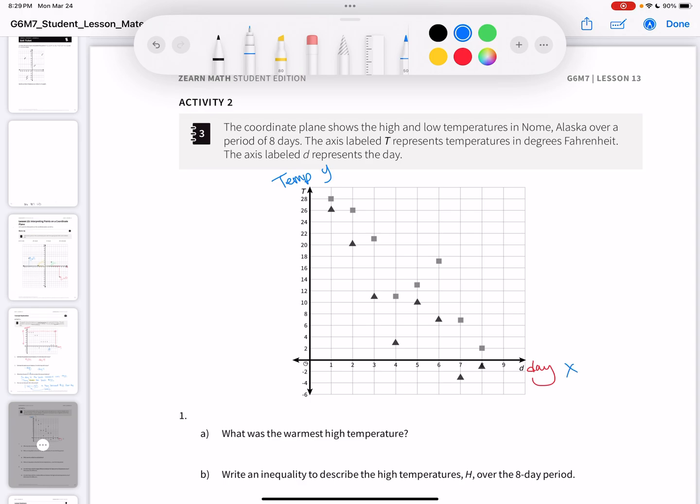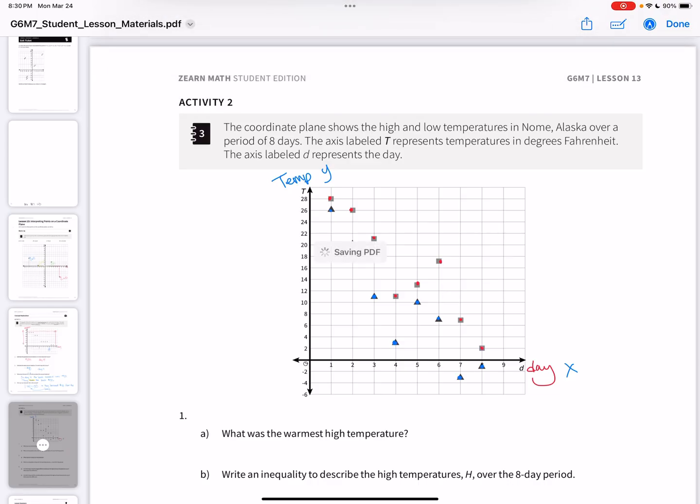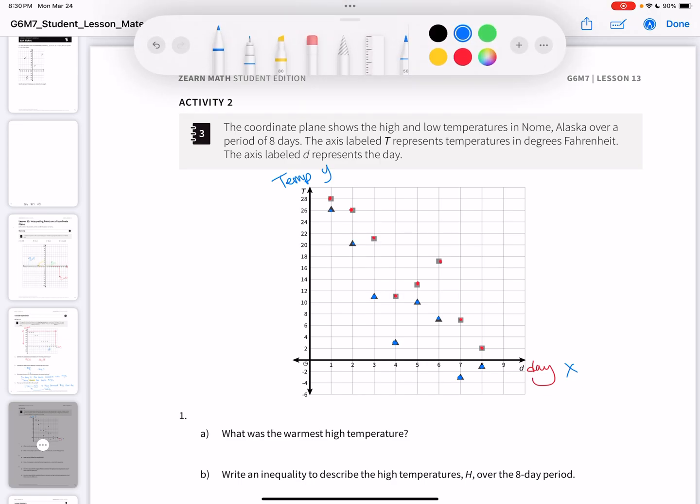Okay, so I'm going to go through really quick. These are our high temperatures, and these are our low temperatures, okay, for each day, because the temperature doesn't stay the same throughout the entire day. It changes. It goes up and down depending on the time of day, etc. And so we have a high, the highest the temperature went, the hottest it went, and the lowest it went on that day. Okay, that's what we're looking at.